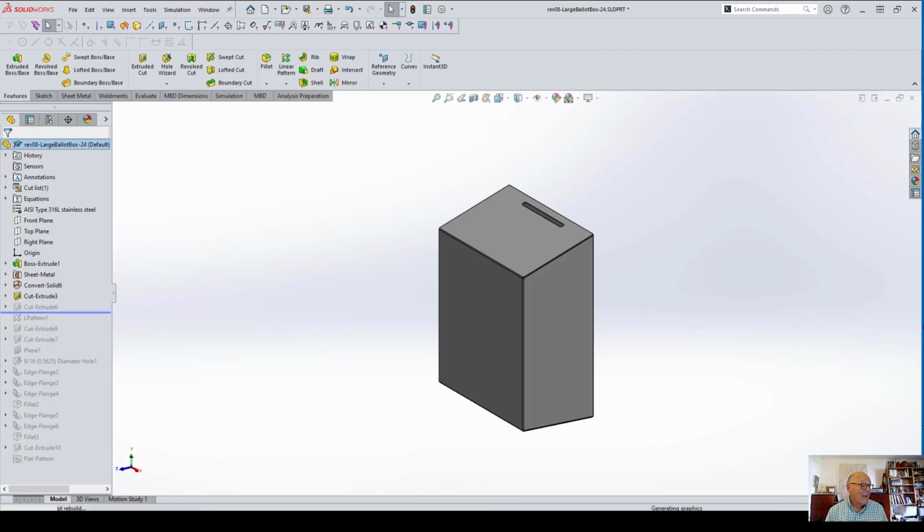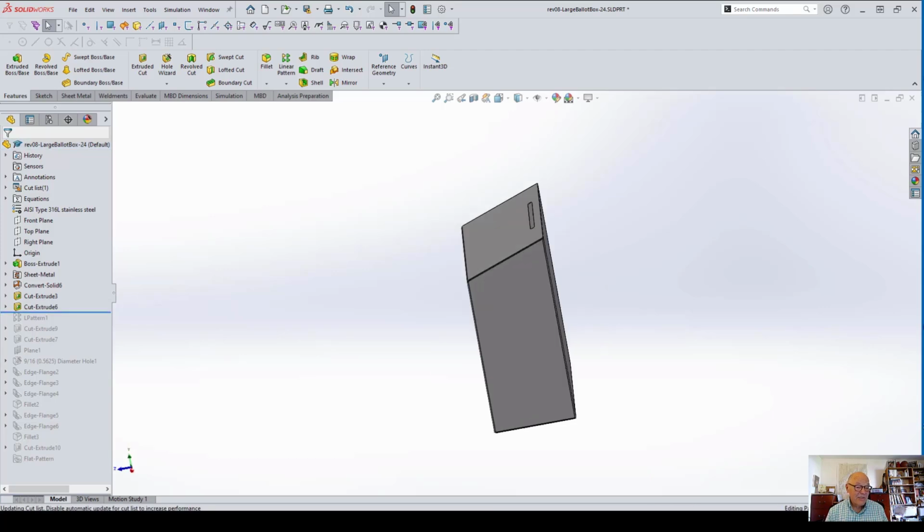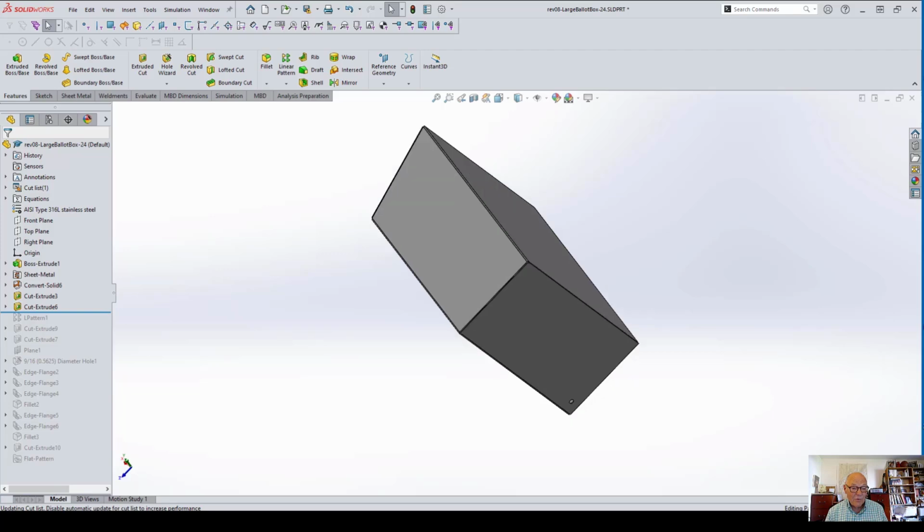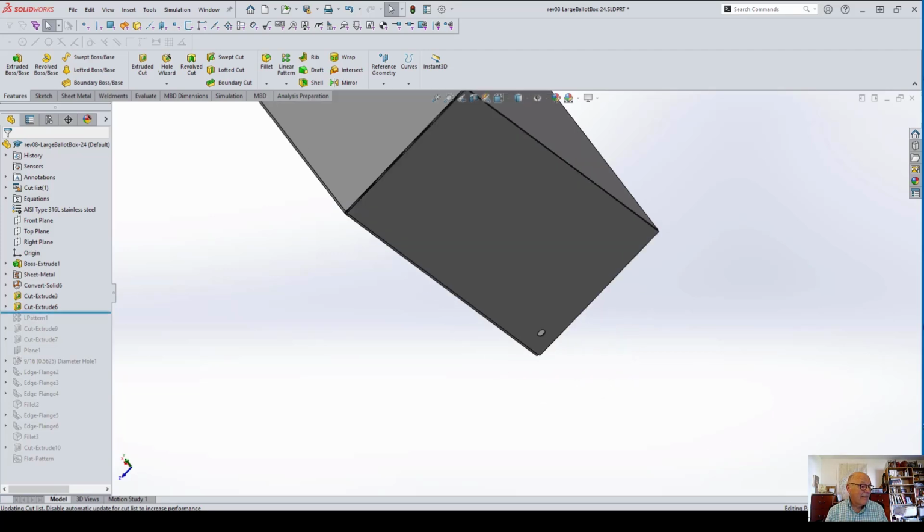But anyway, cut extrude, that's probably holes. Yeah, there's one hole in the bottom right there. And that might be the drain hole. It might be the hole for bolting it down. No, that was for bolting it down. Then I put the drain holes right here.